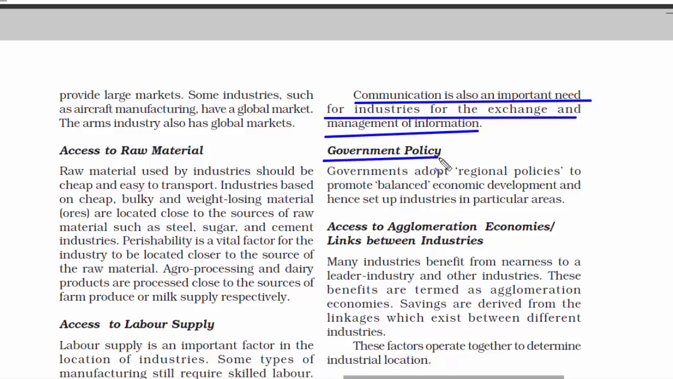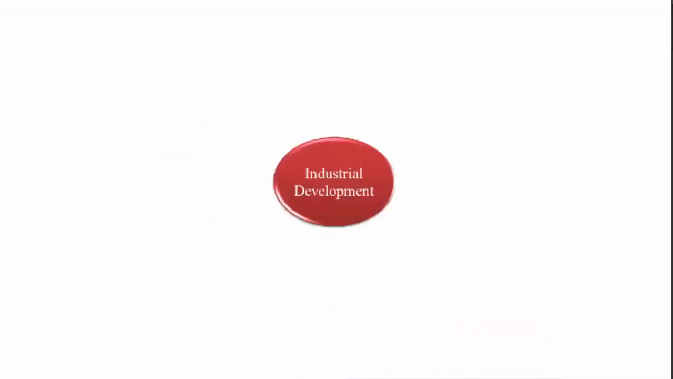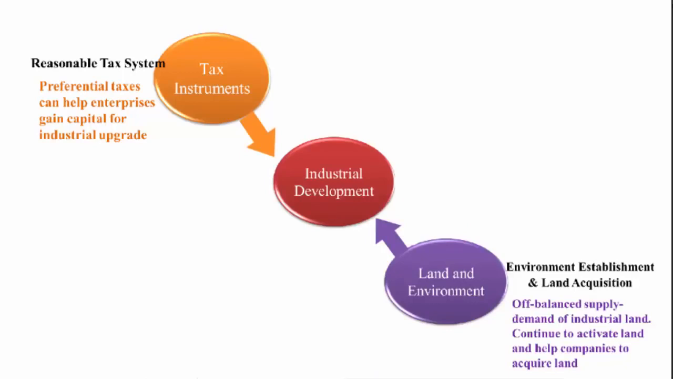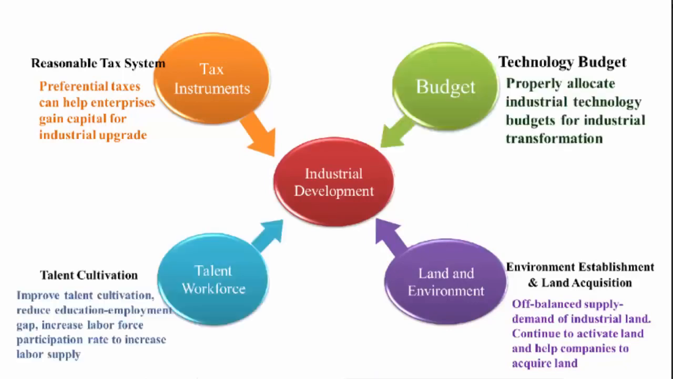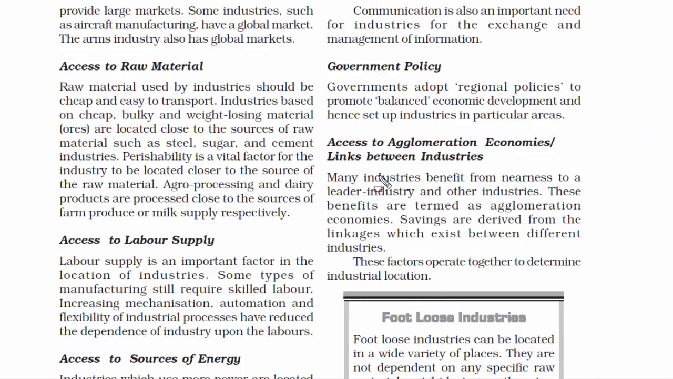Then we have government policy. Industries boost economic development of a region. Therefore, the government does a lot to promote industrial development in terms of giving incentives like reducing taxes, import duties, power concessions, etc. And the final factor is access to agglomeration economies, that is, links between industries.